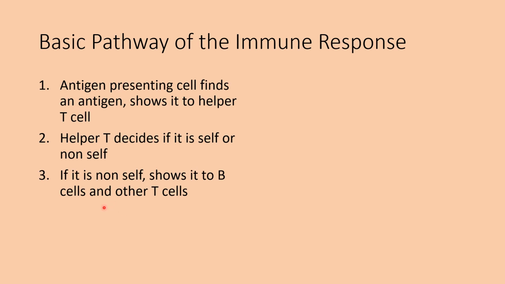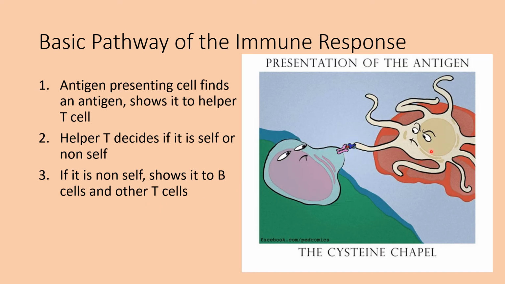the helper T cell takes that little piece, could be part of the viral coat or just a little chunk of protein that came off the surface of a bacteria. It's going to go show it to some B cells and to some other T cells so they can start working against this thing. So here is our little antigen presenting cell. He snatched up a piece of bacterial protein or something, and he's showing it to this helper T cell so that he can decide what to do about it.